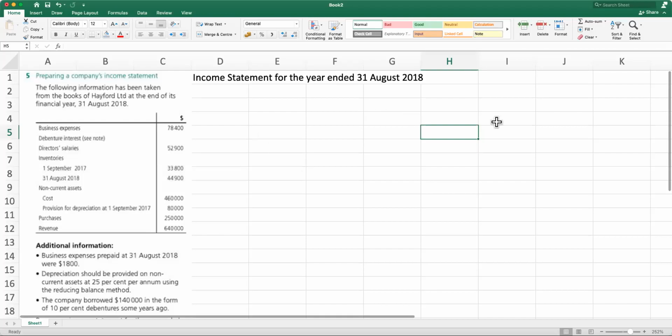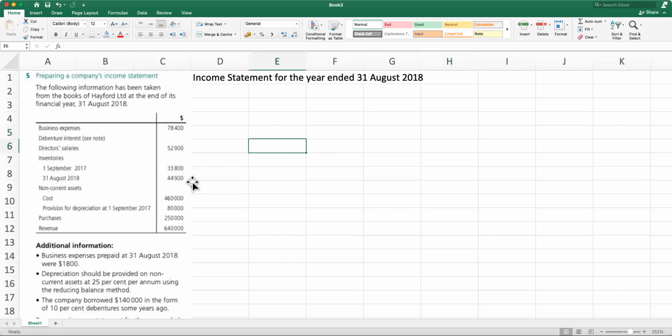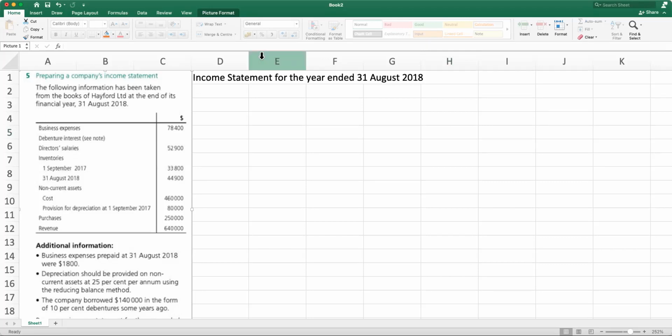So let's look at 5.8, 5.13. Question number 5, preparing a company's income statement. The following information has been taken from the books of Hayford Limited at the end of the financial year, 31st August 2018. So when you look at the question, it says Limited for the company's name, which means that you're preparing the income statement for a limited company.